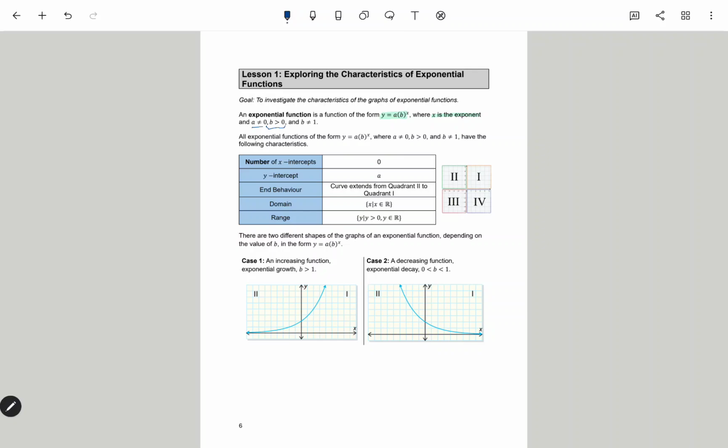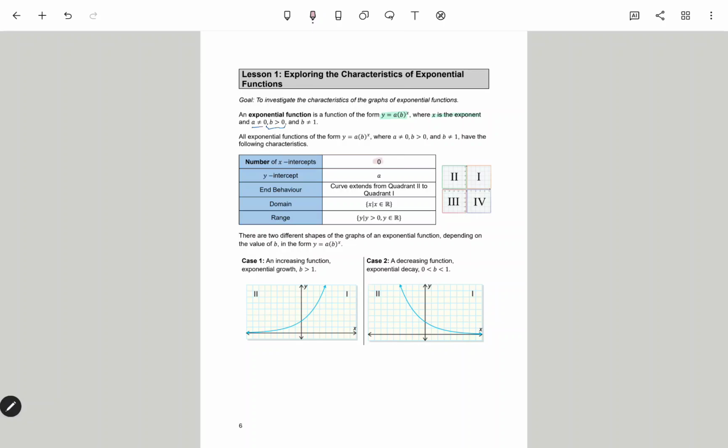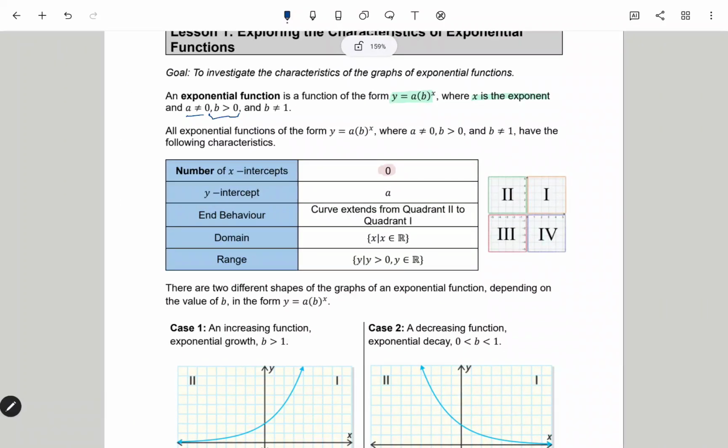So all of these functions in the form of y equals b to the power of x have these exact same characteristics. So 4 of them never change. 1 of them does change according to the function. Our number of x-intercepts, no matter what, is always 0. This is because our exponential functions never cross the x-axis. They always run along the x-axis, but they never cross it. So because of this, we never have any x-intercepts.